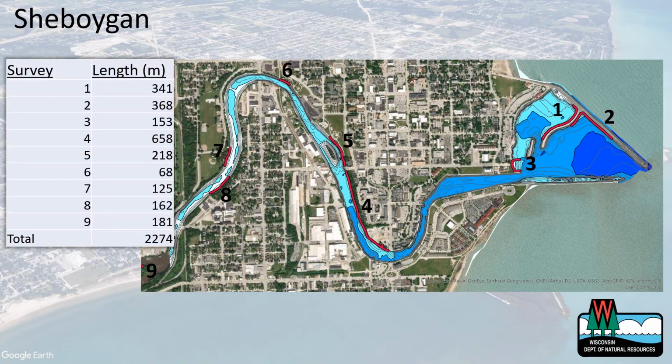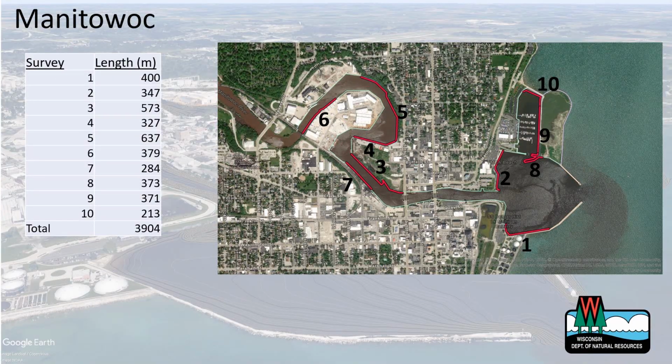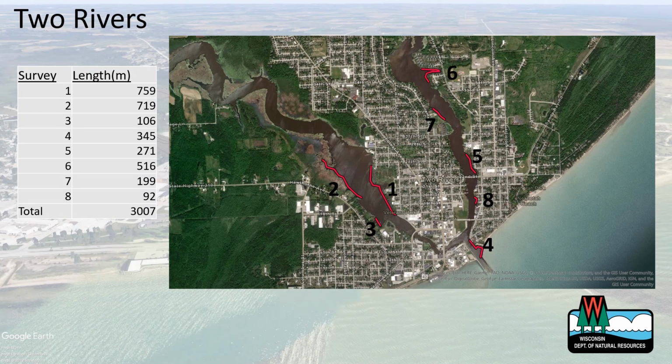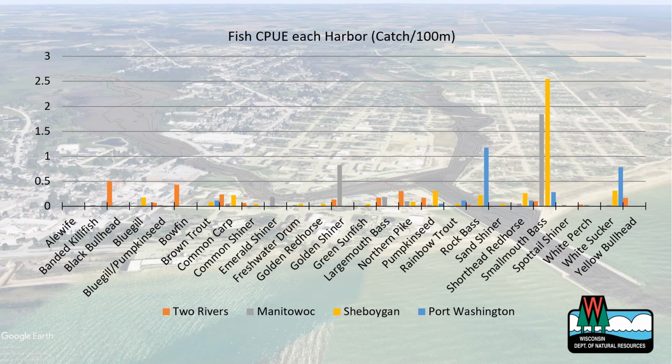as well as in Sheboygan with about a mile and a half, and Manitowoc around 2.5 miles, and Two Rivers with just less than 2 miles. All that information, or all of the fishes that we collect, are gathered into a singular database, and we can start to more fully understand and compare the different estuaries.